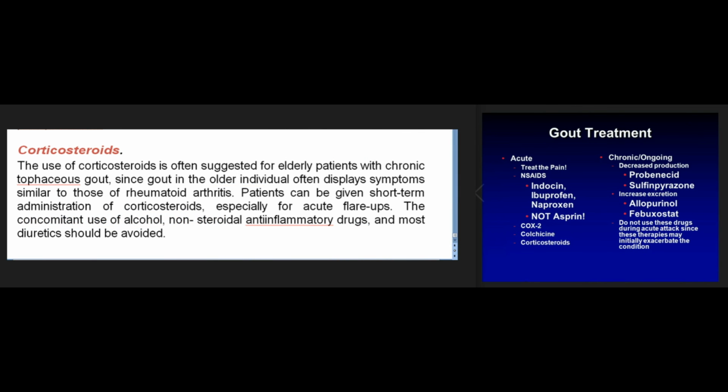Corticosteroids. The use of corticosteroids is often suggested for elderly patients with chronic tophaceous gout, since gout in the older individual often displays symptoms similar to those of rheumatoid arthritis. Patients can be given short-term administration of corticosteroids, especially for acute flare-ups. The concomitant use of alcohol, nonsteroidal anti-inflammatory drugs, and most diuretics should be avoided.